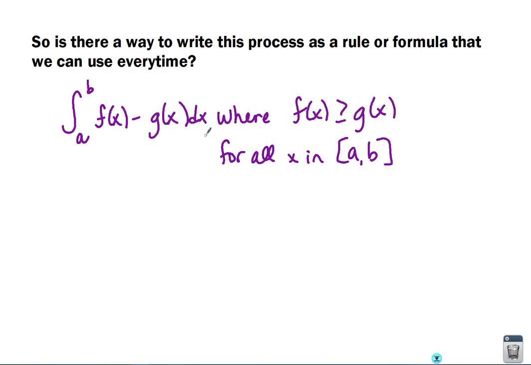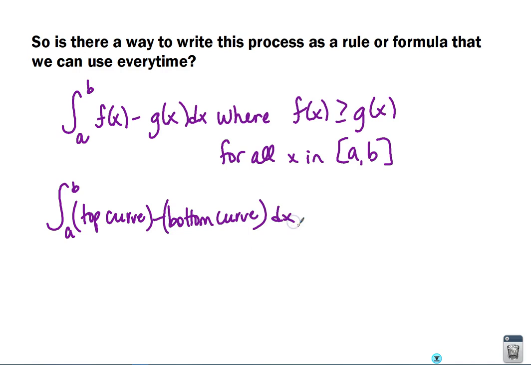All right, so when you have two functions, if you want the area between two curves, you will subtract the two curves as long as you are subtracting the upper curve minus the lower curve, or the higher curve minus the lower curve. Like you could say a to b, top curve minus bottom curve dx. Some people like to call it higher, lower, top curve minus bottom curve. But either way, this is the formula for the area between two curves. You are simply going to subtract them as long as you subtract the top curve minus the bottom curve.